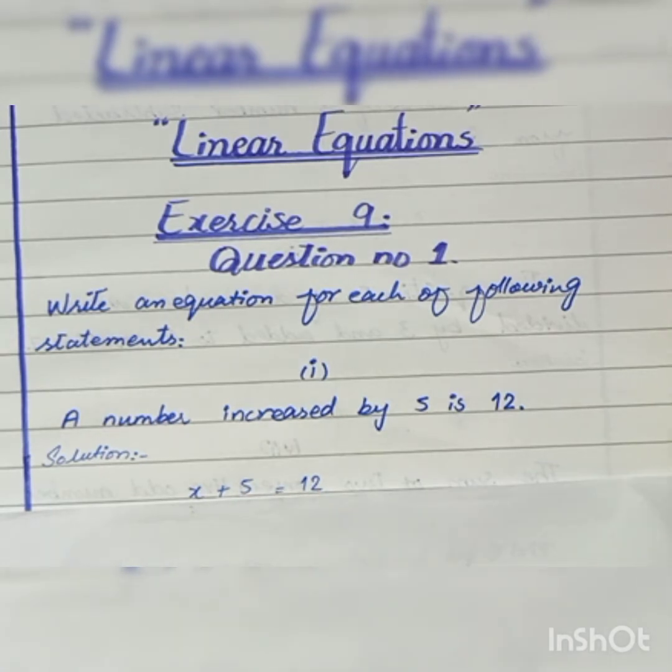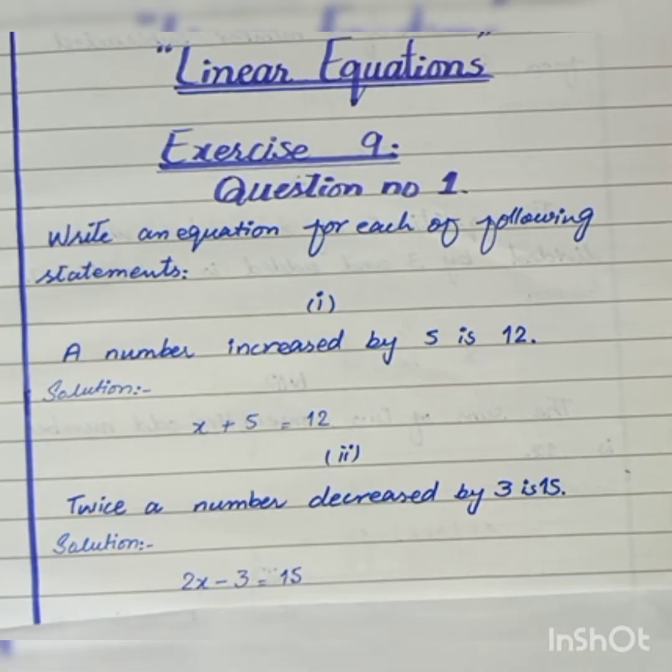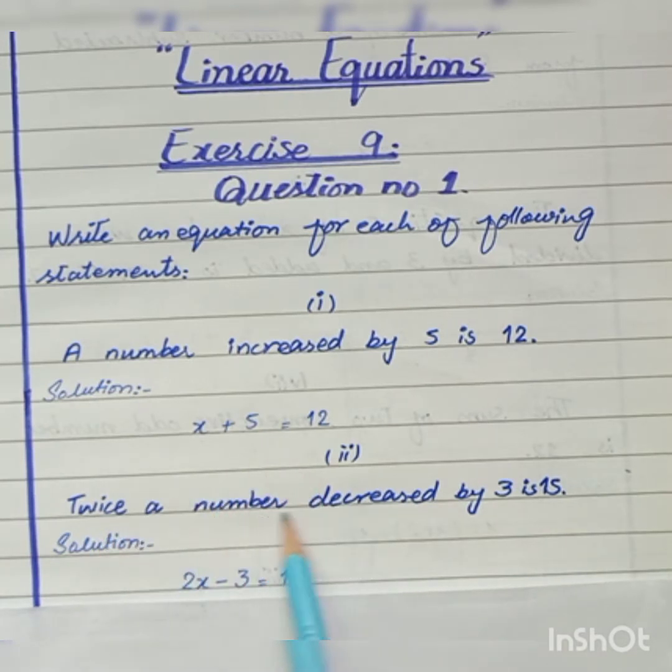Now part number 2: twice a number decreased by 3 is 15. So again we let a number be x, and twice a number means 2x. Decreased by 3 shows 3 is subtracted from 2x, is equal to 15. Twice a number, 2x, decreased by 3, minus 3 is equal to 15.